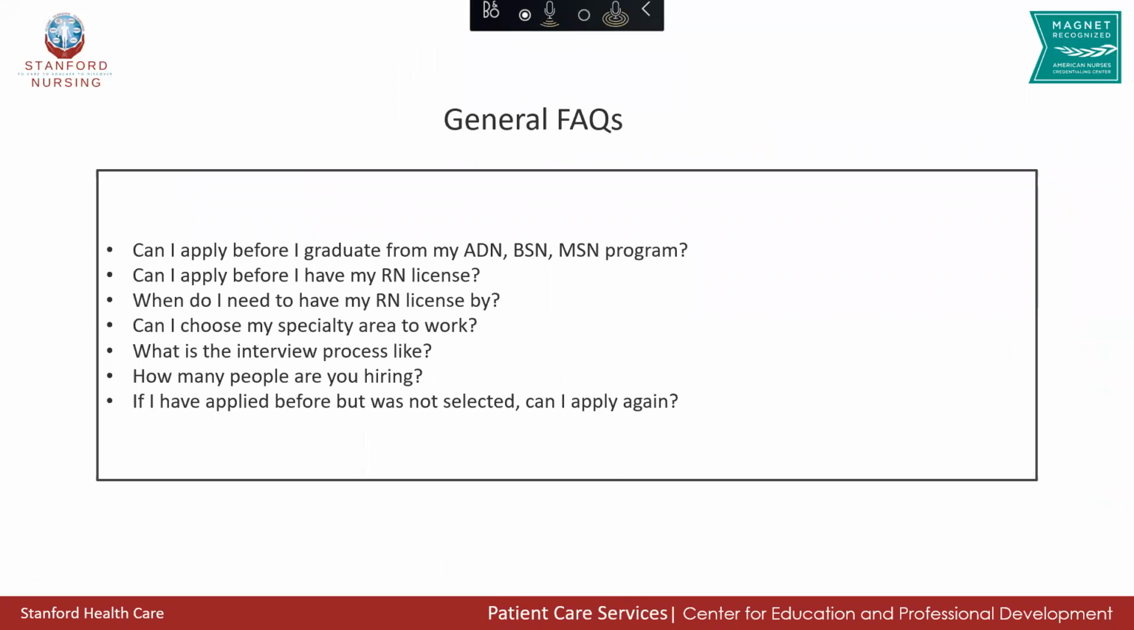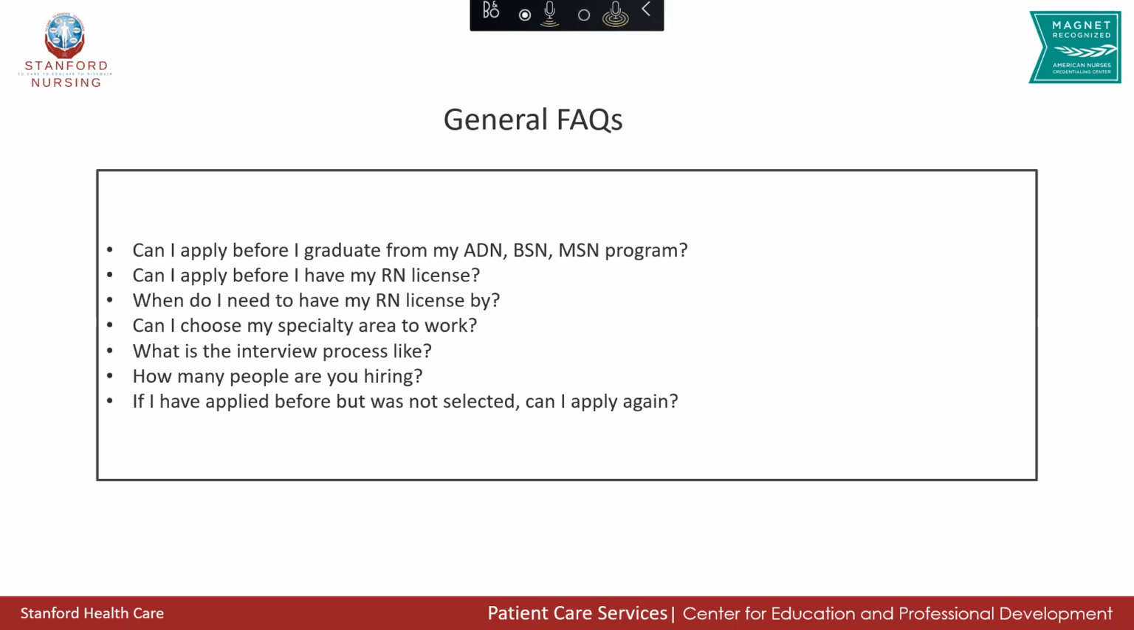Before we close, just a couple general FAQs that we get. Can I apply before I graduate from my program? Yes, you can. Can I apply before I have my RN license? Yes, you can. You must have your RN license or a confirmed test date by February 26th for the March cohort. Can I choose my specialty area? Yes, we talked about that.